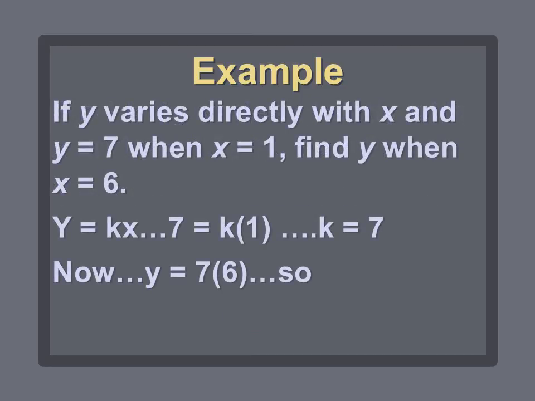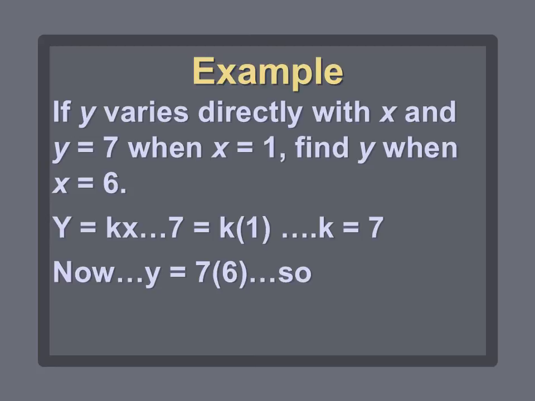All right, so now we have the question, if y varies directly with x and y equals 7 when x equals 1, find y when x equals 6. So this is one of those three-part questions. Part 1, we had to find k. Part 2, we have to get our equation. And then part 3, we had to find y when x equals 6. So we're going to start with finding k.